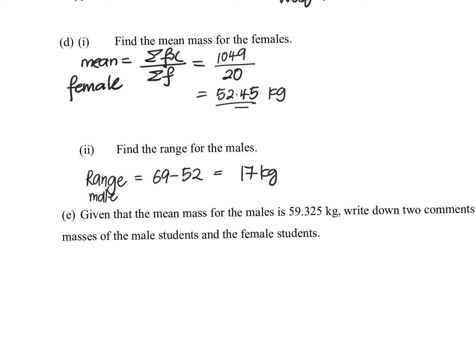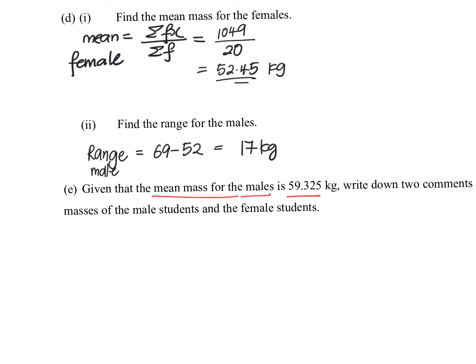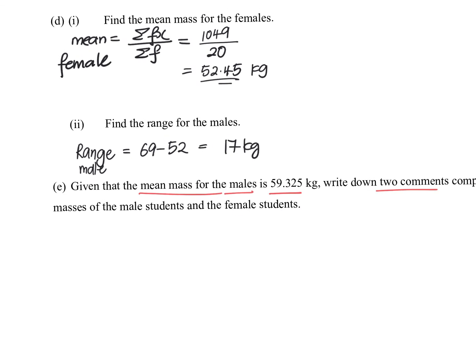The question now gives us in the next part the mean mass for the male, which is 59.325. Write down 2 comments comparing the masses of male and female students. If they want 2 comments, I will need to compare 2 different data. What are the 2 areas that we usually compare? Number 1, we usually compare averages, the average performance or whichever. In this case, we know the mean, so we're going to use the mean to do our comparison.